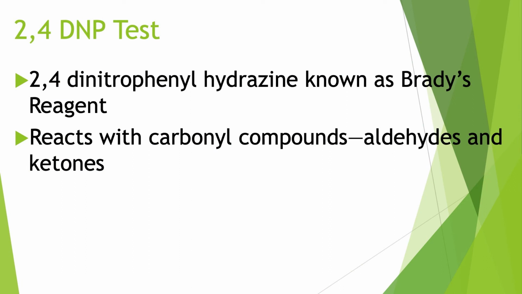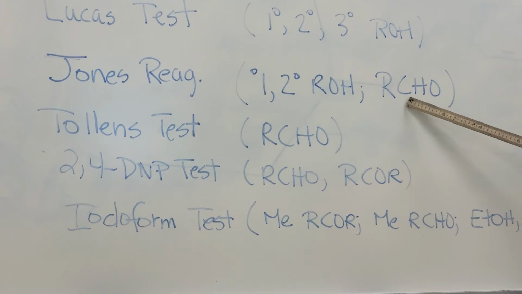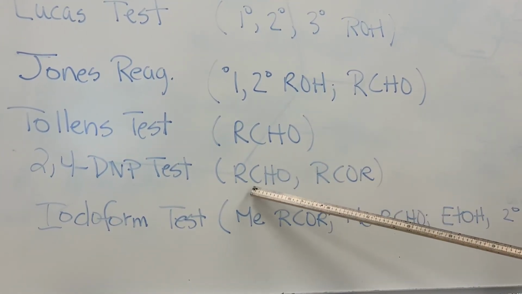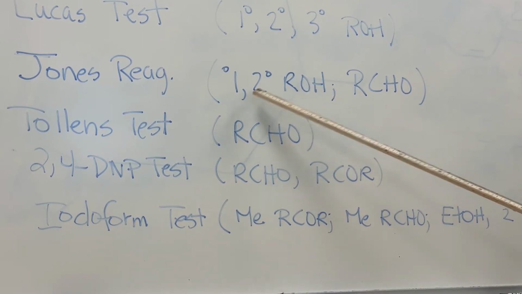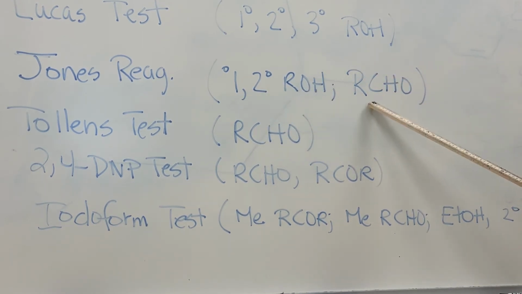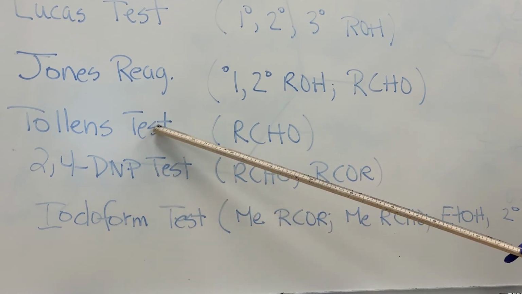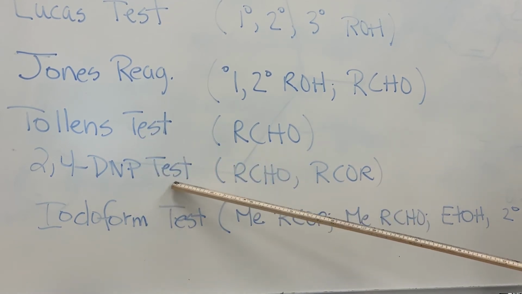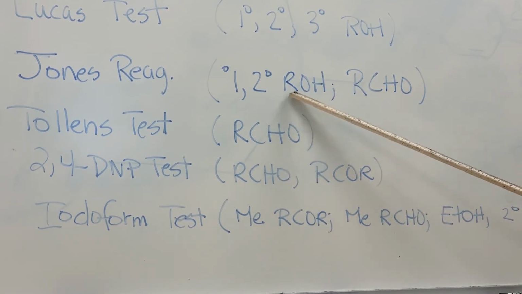2,4-DNP, the dinitrophenylhydrazine test. This is positive for aldehydes and ketones. So let me just go back up here, because we've seen others that have aldehyde in it as well. Let's say that you think you have an aldehyde group, or you don't know if it's a primary, secondary alcohol or an aldehyde. A test that you could do could be the 2,4-DNP or the Tollens. I'm just going to focus in on the 2,4-DNP. And that is also positive for aldehydes, but not for alcohols.